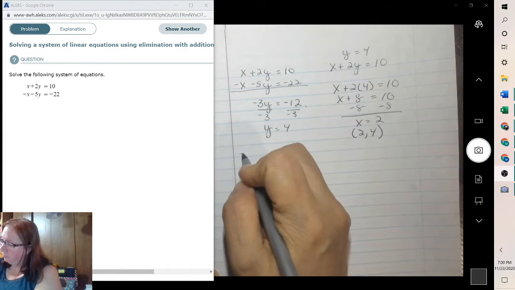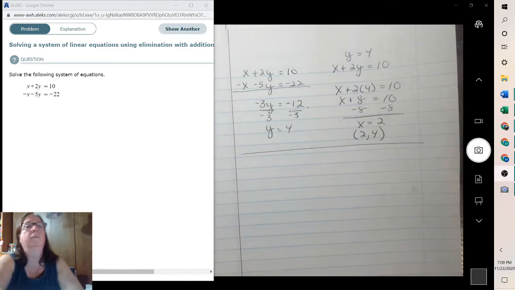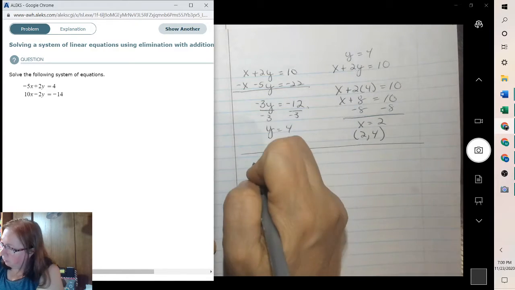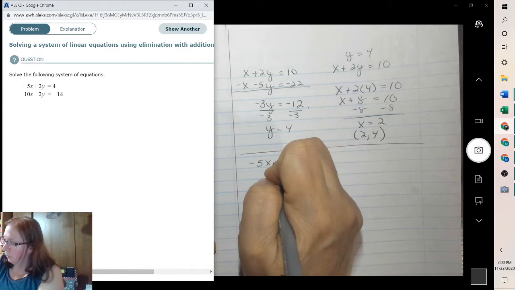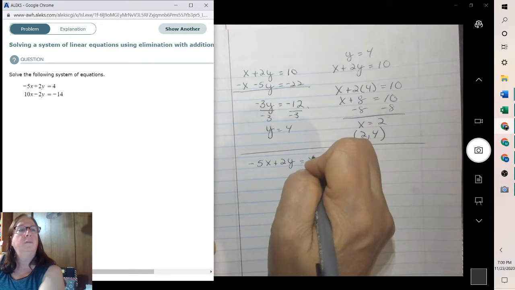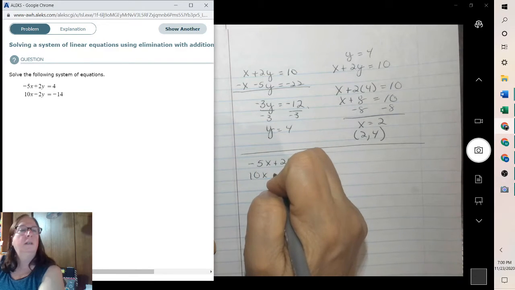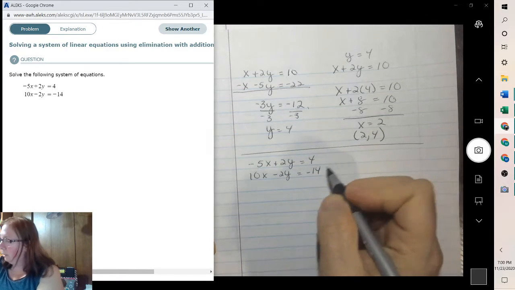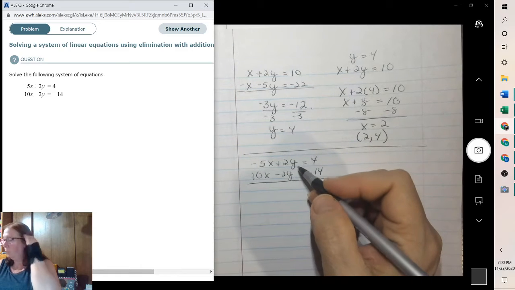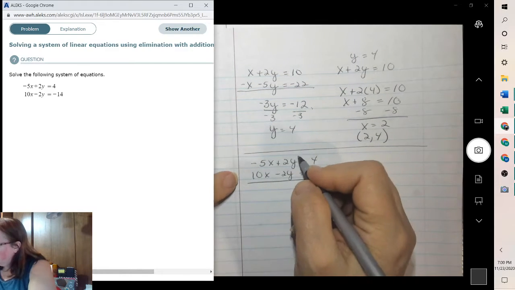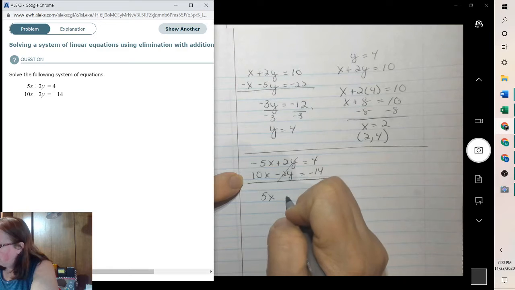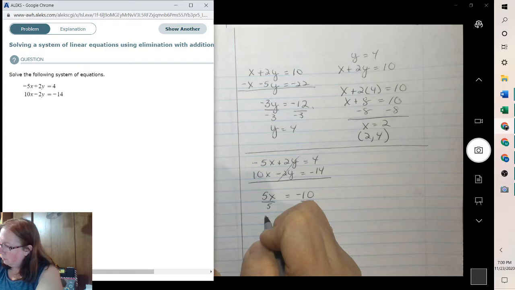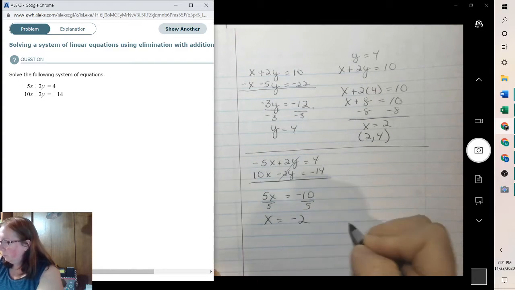Try another one. Negative 5x plus 2y equals 4. 10x minus 2y equals a negative 14. Again, notice when we add down, the y's drop out. So these will cancel and leave 5x equal to a negative 10. Divide by the 5. x equals negative 2.